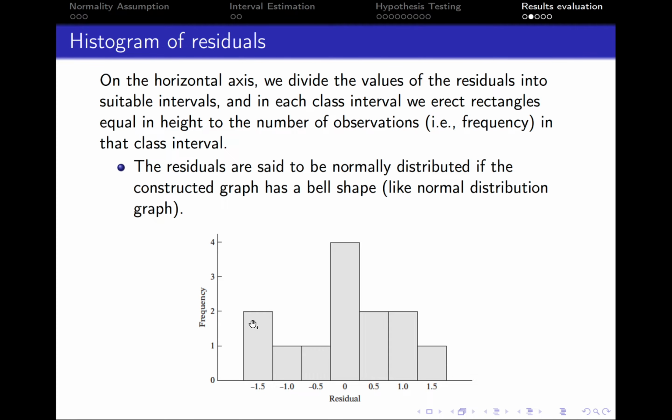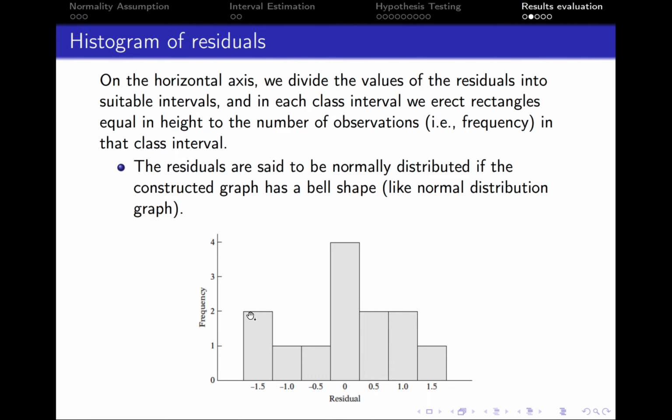So if you look at this graph, you will see that in this interval, there are two of them, right? Two residuals. In this interval of negative 1, so I guess from -1 to -0.5, there is one residual like this. From -0.5 to 0, there is one residual like this. From 0 to 0.5, there are four residuals like this, and so on and so forth. So this is how we construct such a graph.